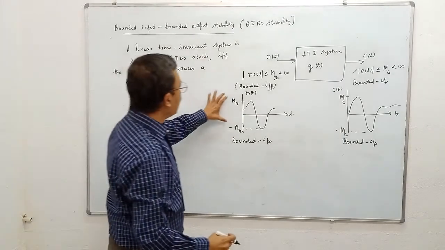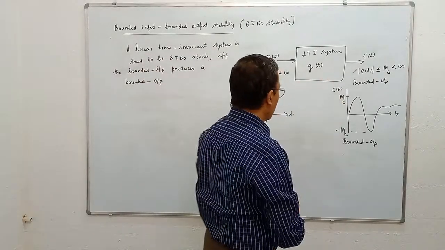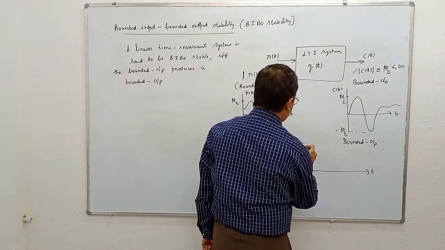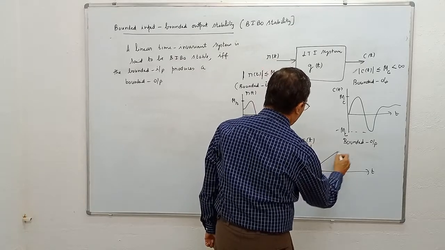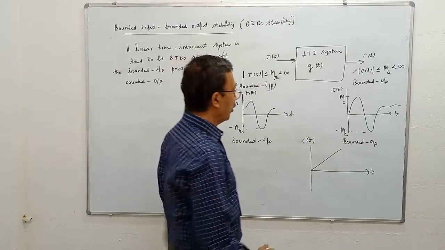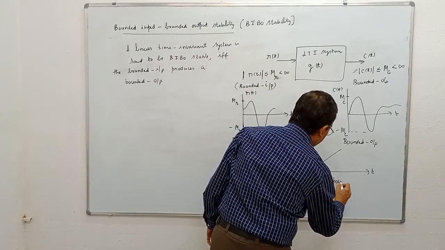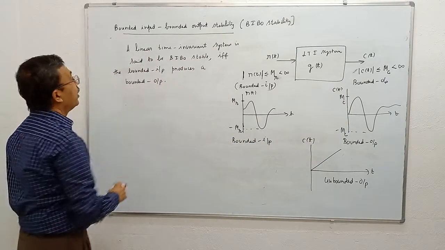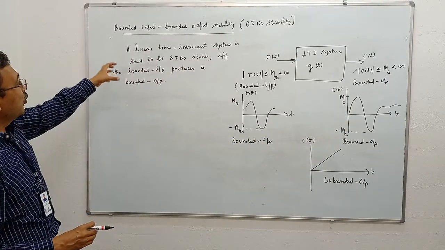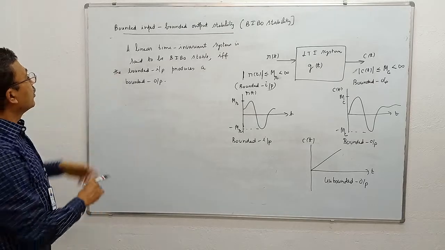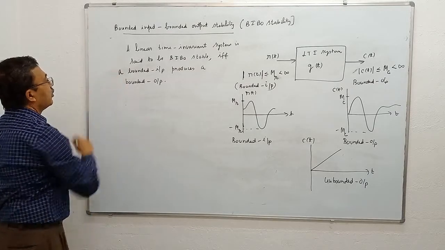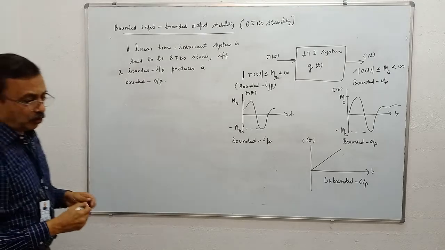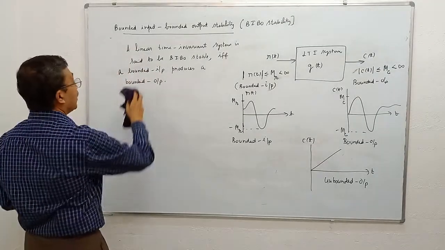If you give a bounded input and the output is unbounded, meaning the output shows no tendency to decrease, it keeps on increasing. This is an example of unbounded output. It keeps ever increasing like a ramp function. This is unbounded output. So an LTI, a linear time invariant system, is said to be BIBO stable if and only if a bounded input produces a bounded output. So there is a theorem for this. A theorem I am going to prove. First let me state that theorem, then I will give the proof.